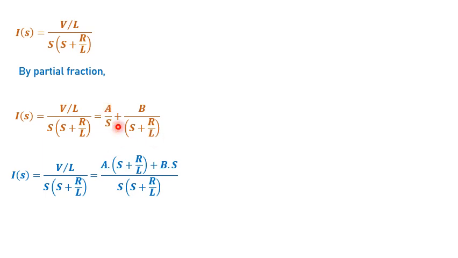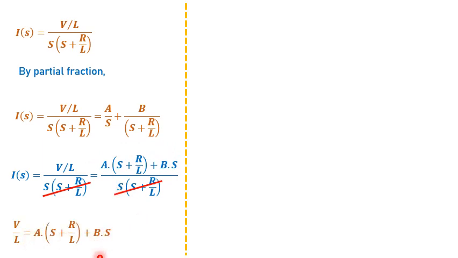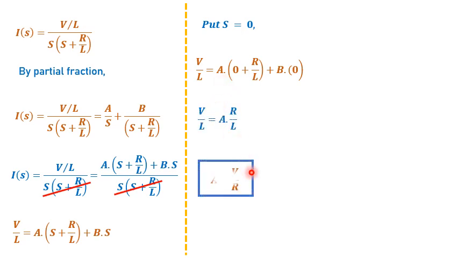So you can rewrite this expression, cross multiply this, and both the denominators get cancelled. Therefore V by L will be equal to this term. From this, if I substitute s equal to 0, this term will disappear, and hence V by L is equal to A into this much, from which I can find A, which is equal to V by R. Similarly, if I put s equal to minus R by L, this term will disappear.